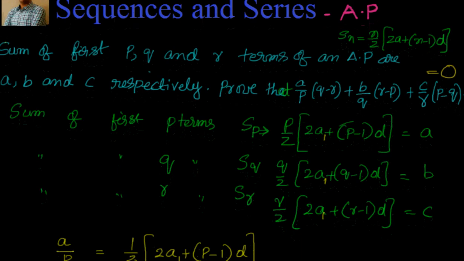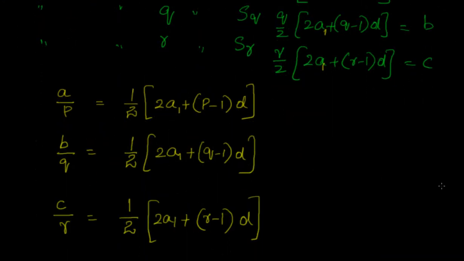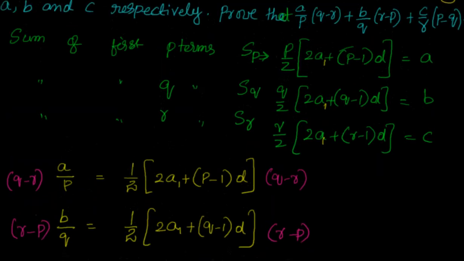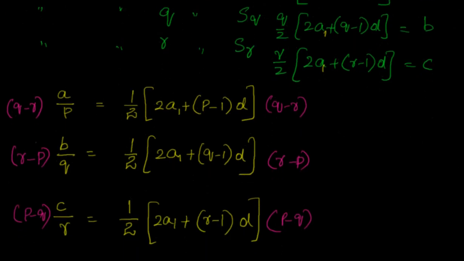But what we need is to multiply them with q minus r, r minus p, p minus q, and then add and prove them equal to 0. So I will multiply this with q minus r. Similarly, multiply this with r minus p. Multiply this with p minus q. If I multiply that side, I should also multiply it here: q minus r, r minus p, p minus q. I hope I did it correct. Let me check it. a by p into q minus r, b by q into r minus p, c by r into p minus q. Okay, right. Now you got it correct.